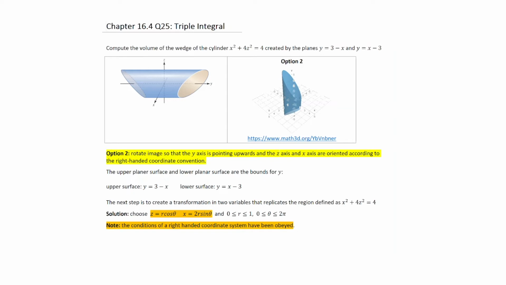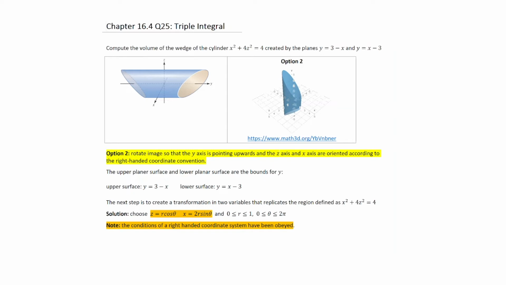Okay, so as you'll notice here, we're given the wedge of the cylinder x squared plus 4z squared equals 4, and we're going to make a substitution of variables. What I'm going to do here is a little bit different. This is really sort of elliptical coordinates, not cylindrical coordinates, but it's cylindrical in the sense that it extends to infinity. So I'm going to make the substitution z is equal to r cos theta and x is equal to 2r sine theta. Quite different.